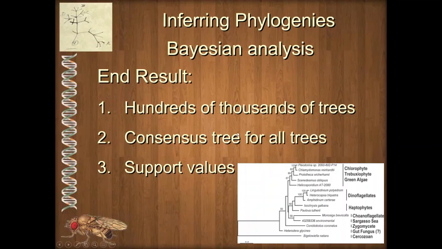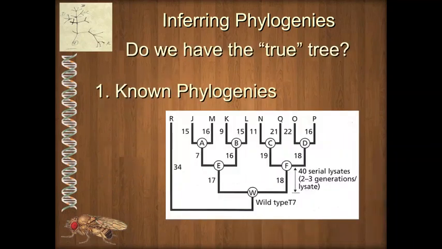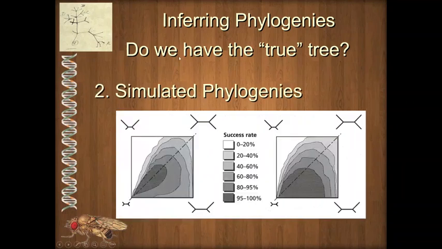Okay, so a review of some things we've talked about already. We can use known phylogenies like from bacteria and determine whether parsimony, maximum likelihood, or Bayesian analyses are best. And we can also use simulated data. And we've talked about areas like long branch attraction where parsimony fails.